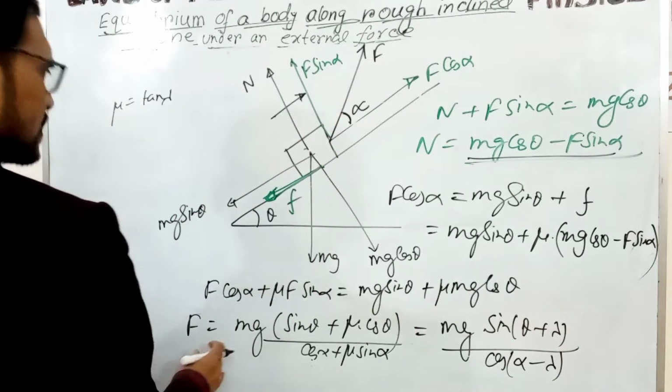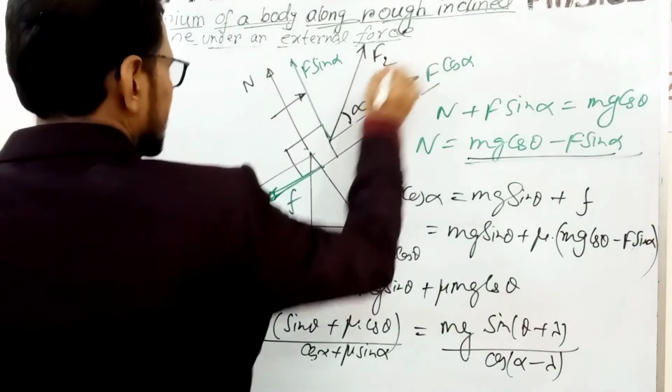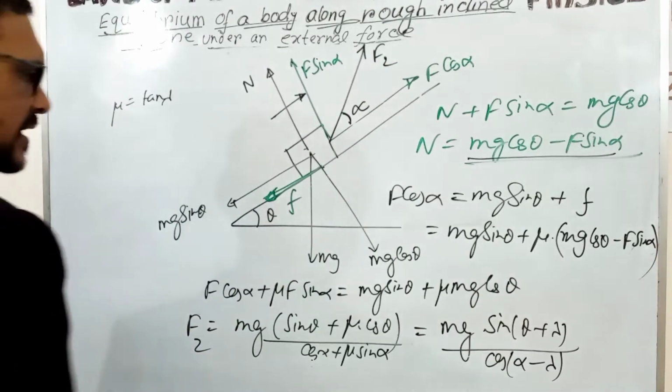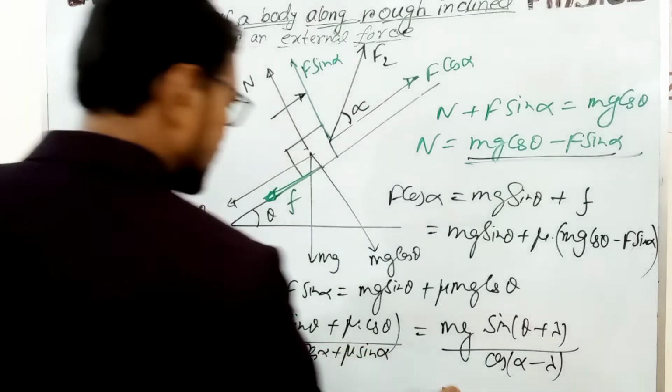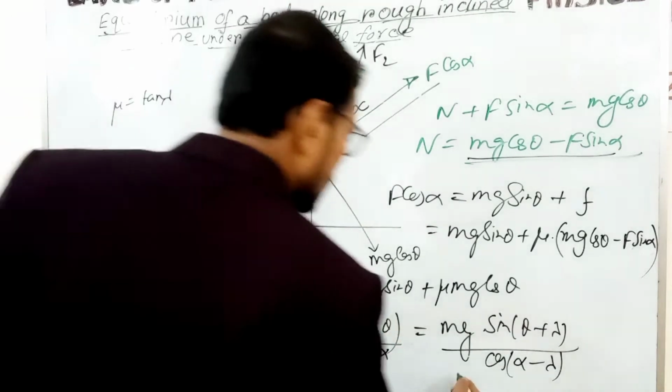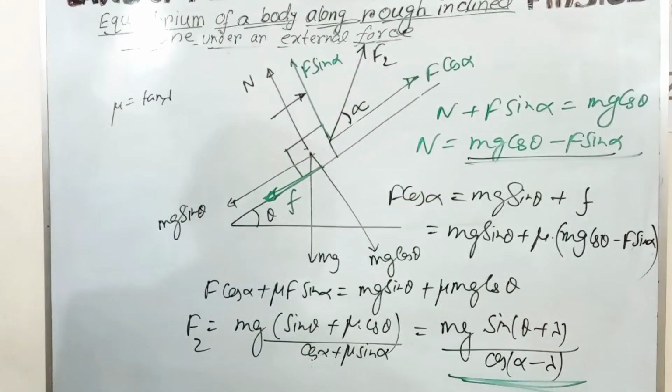So when the body tends to move upward, the result is F2 equal to this, and in the previous situation we got F1. Now here F2 equals this, we get this result.